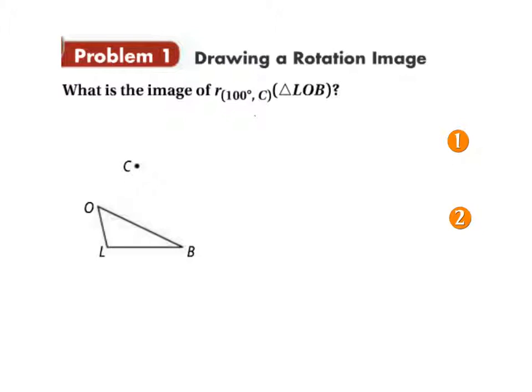Here we go. What is the image of a rotation 100 degrees around point C of triangle LOB? All right, here's the first thing you're going to do. You're going to start off and do this with me. And I'm going to color code this so you can see because we've got to do the same thing over and over on this. I'm going to begin and I'm going to draw a line from my point of rotation to one of the points. Let's go ahead and let's just draw it to point B. Now, that line is going to rotate around point C, and it's going to rotate counterclockwise. It's going to go this way.